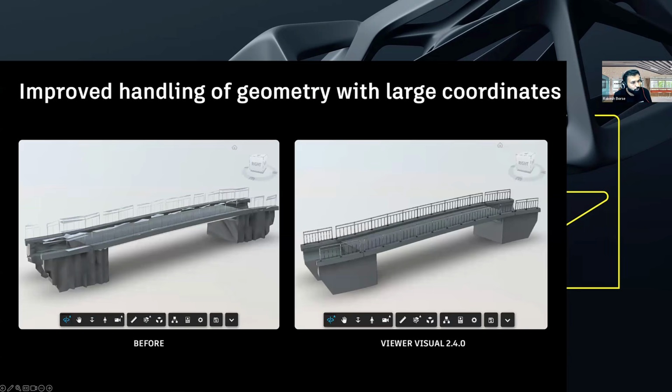We also improved handling of the geometries, mostly for IFC and Revit exchanges, where the coordinates are real world and very far away from the 0,0,0 coordinate. Due to that, we had distortion in the geometry. So we have fixed that in our viewer. You can see the before and after in the image. So that is also fixed now in 2.40. So you can try that.